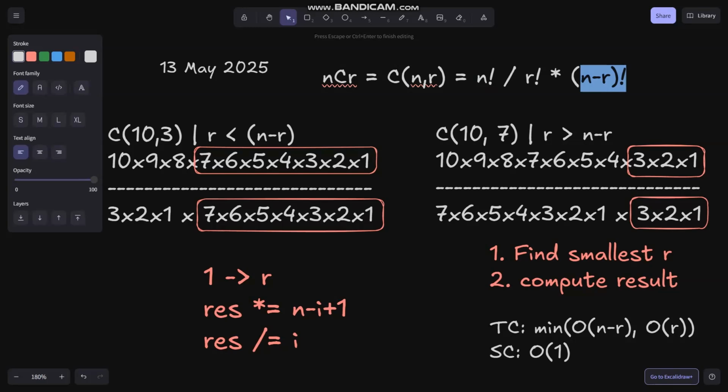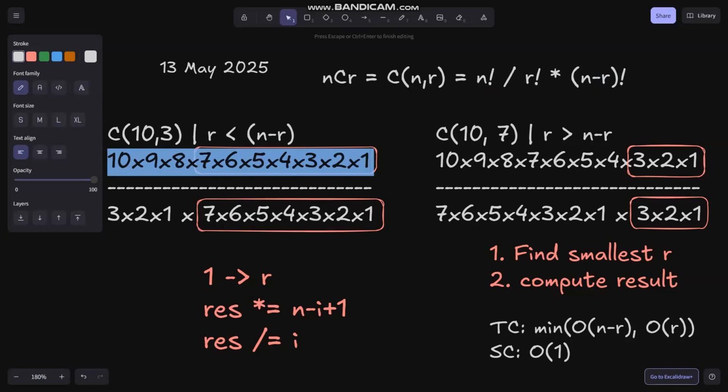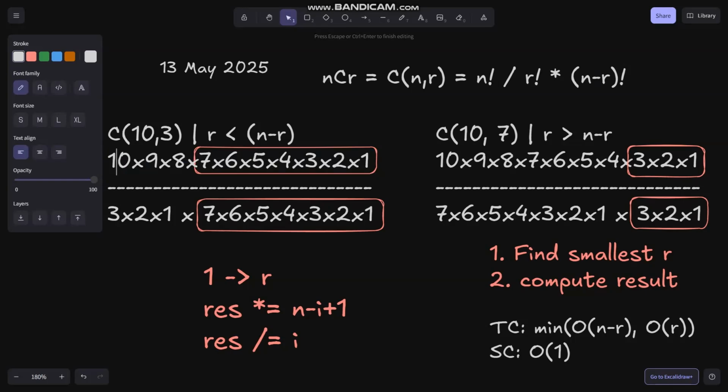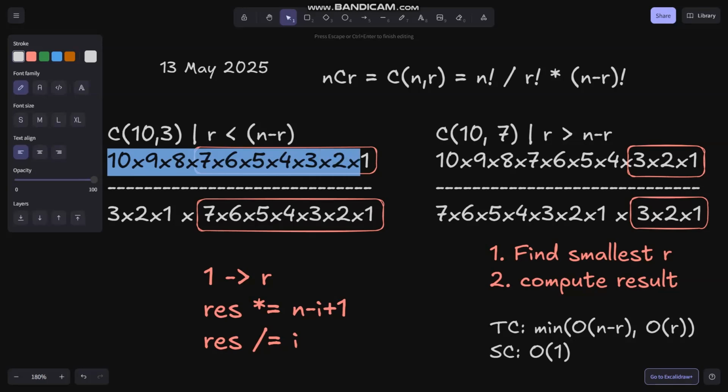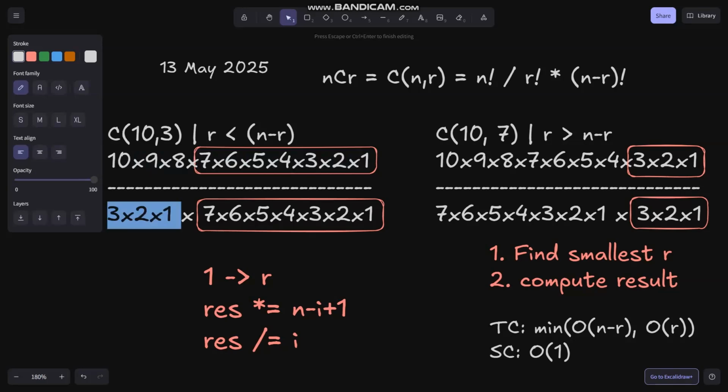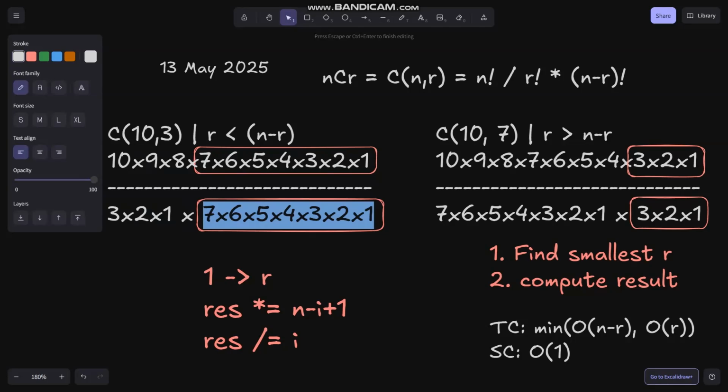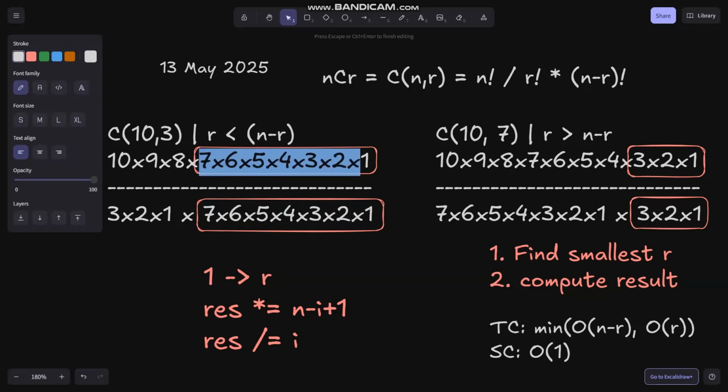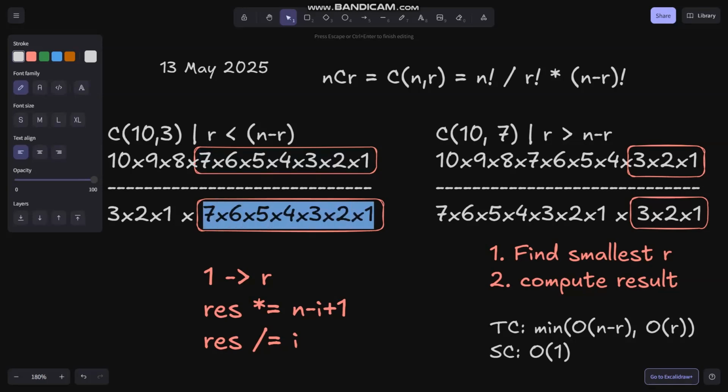But if you carefully observe, suppose the question is to calculate 10C3. This is the factorial of 10, here it is factorial of r, which is 3, and here it is factorial of n minus r. So you can see there are so many redundant calculations in our naive approach. For example, there is no need to calculate 7 factorial here because it is in both the numerator and denominator.